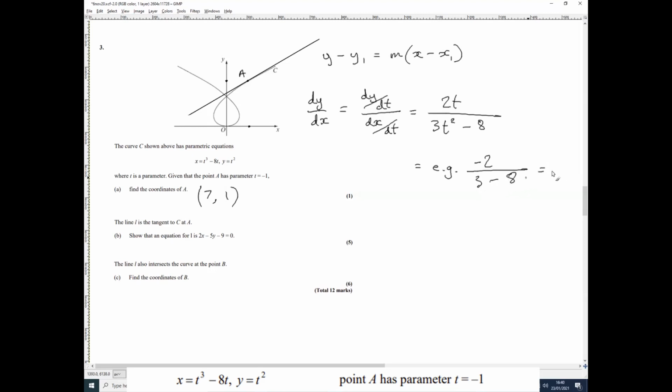So then we get m equals 2 over 5. So then y take away 1 equals 2 over 5 x take away 7. So then 5y minus 5 equals 2x minus 14.